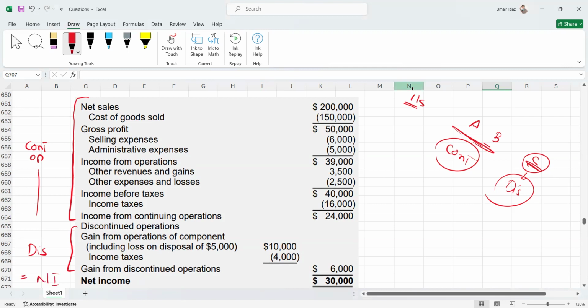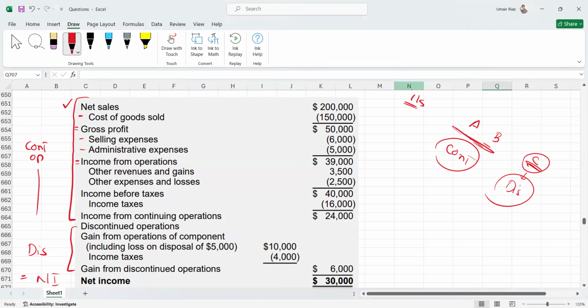I'm not going into much detail. So here, for example, first we will write net sales. Net sales is always equal to sales minus sales return. By the way, this is a summarized version of the income statement. Then we deduct cost of goods sold, which gives gross profit, right? Then we deduct selling expense and administration expense.